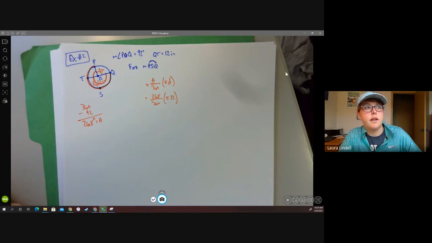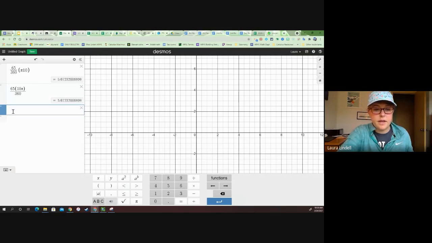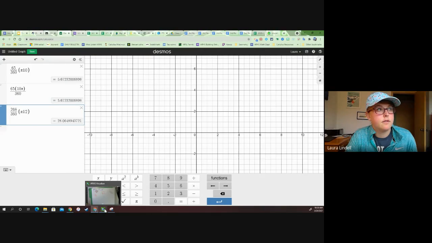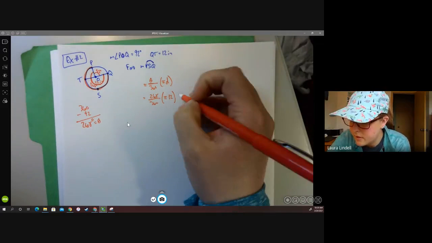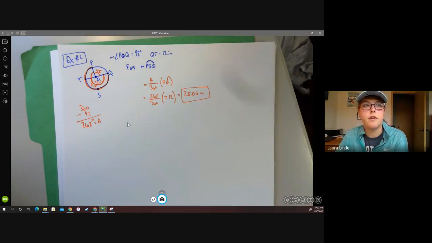So let's take a look at our calculator. We want this time 268 over 360. That's the fraction of our circle. And then times the whole circumference, pi times diameter. So for our arc length, we get 28.06 inches, if we round to the nearest hundredth.